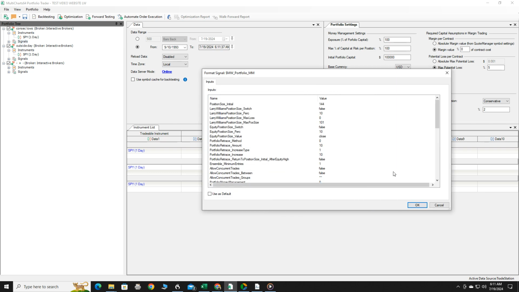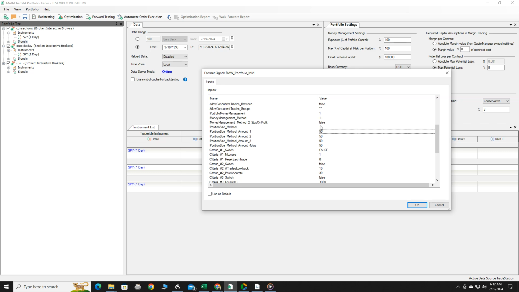So we're going to go here, Format. We're going to go to portfolio money management. That has to be turned on for anything below it to work. 0 is off, 1 is on. And there are 2 inputs here, money management method 1 and money management method 2. Money management method 2 will be discussed in the next video. We're going to do money management 1 now.